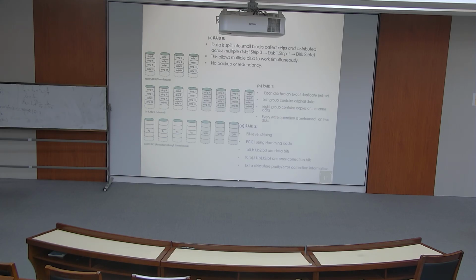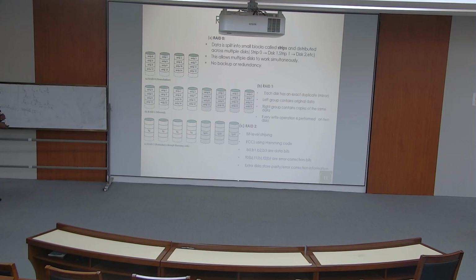Data here is split into smaller blocks that we call strips, and they are distributed across multiple disks. We see that we have strip 0 on disk 1, strip 1 on disk 2, and so on and so forth. This allows multiple disks to work simultaneously. But as you can see, for RAID 0, there is no backup. There is no redundancy.